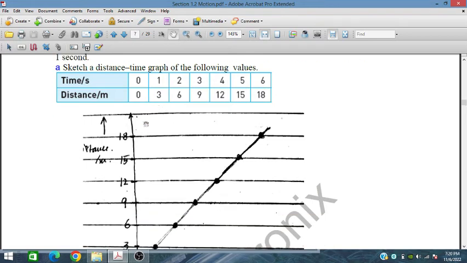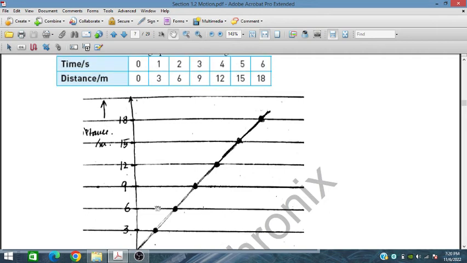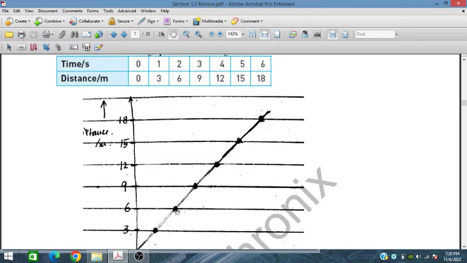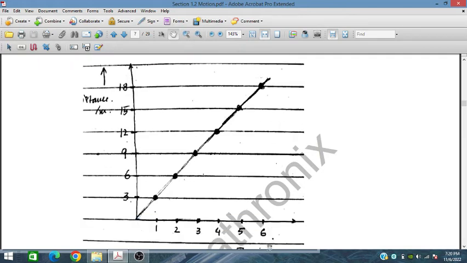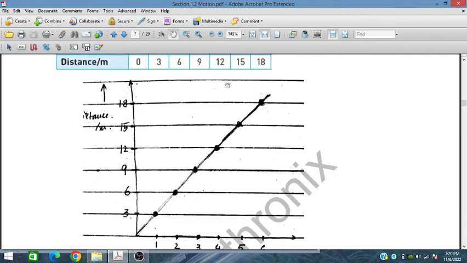So we can plot it here. At 0, plot 0. After 1 second, 3. After 2 seconds, 6. After 3 seconds, 9 meters. After 4 seconds, 12 meters. After 5 seconds, 15 meters. After 6 seconds, 18 meters. So this is time and this is distance. We have plotted it, and this is the first part.